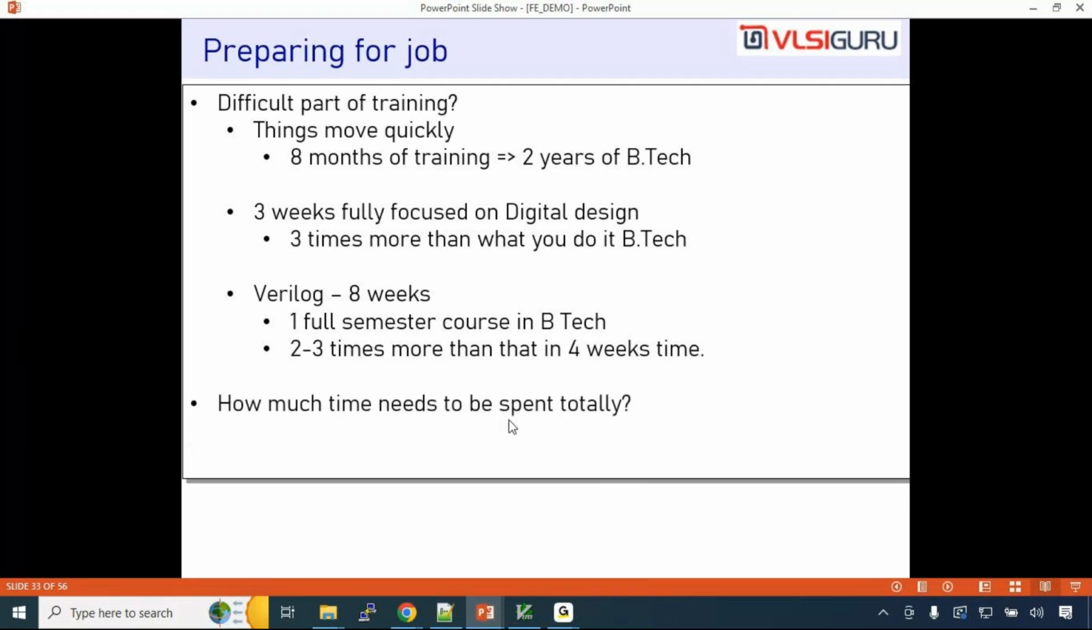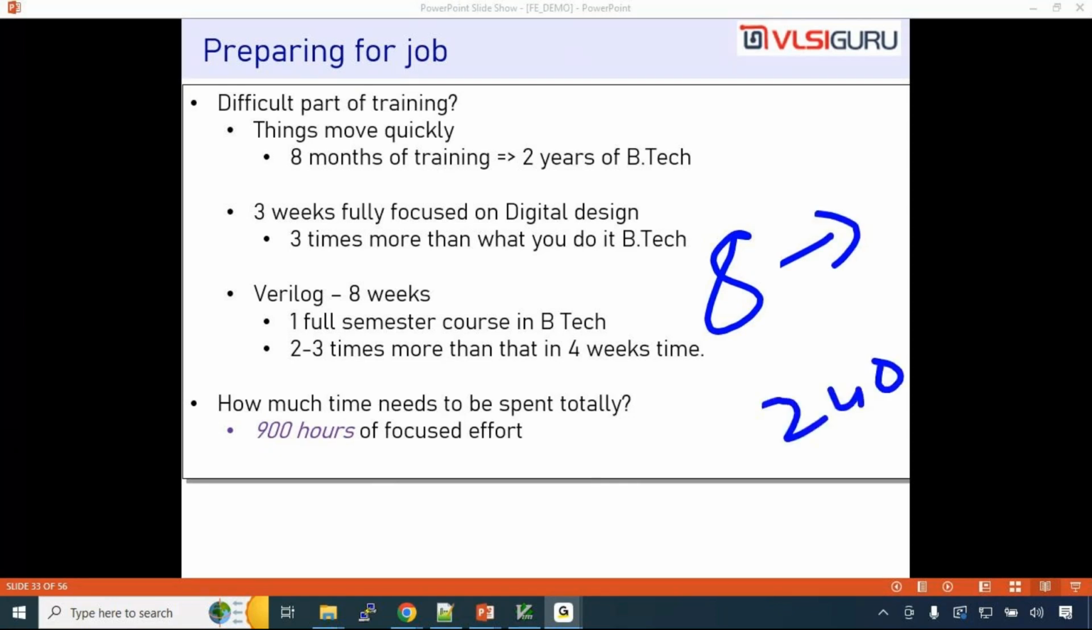How much time needs to be spent totally? If you ask me overall, how much time I should spend? Around 900 hours of effort over 8 months or 7 months. It's not very high actually. If you count, let's say I'm talking about 8 months, 8 months is how much? 240 days roughly, including everything, right? 900 by 240 is how much? 3.5 hours per day. If you just spend 3.5 to 4 hours, including the classes you attend, after this much time, you'll have a job.